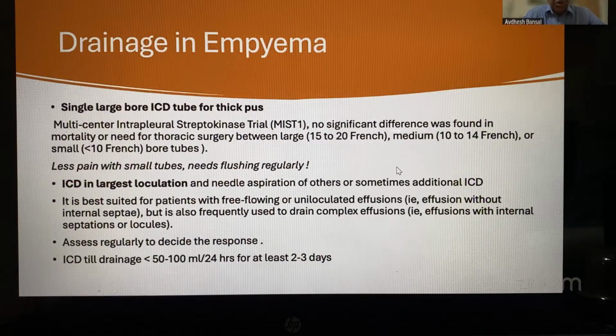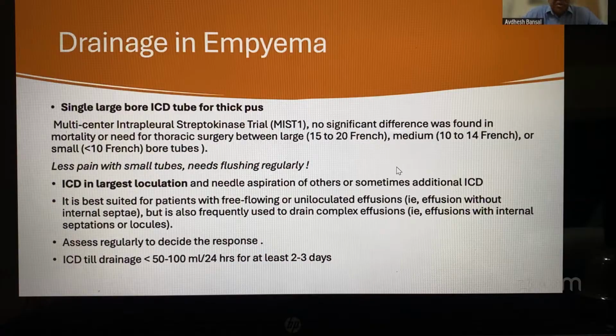So if you have frank pus, you ideally put a single large bore ICD. Though interestingly, there was this trial, the MIST-1 trial, which showed that there was no difference in mortality or need for thoracic surgery when you use a large, medium, or small size tube. But the smaller tube needed more flushing, and they tended to get blocked. The only advantage was that they caused less pain. And in UK practice, I had seen all the time that physicians would put smaller tubes, the surgeons would put larger tubes. So that would be the basic difference between surgeon and physician.